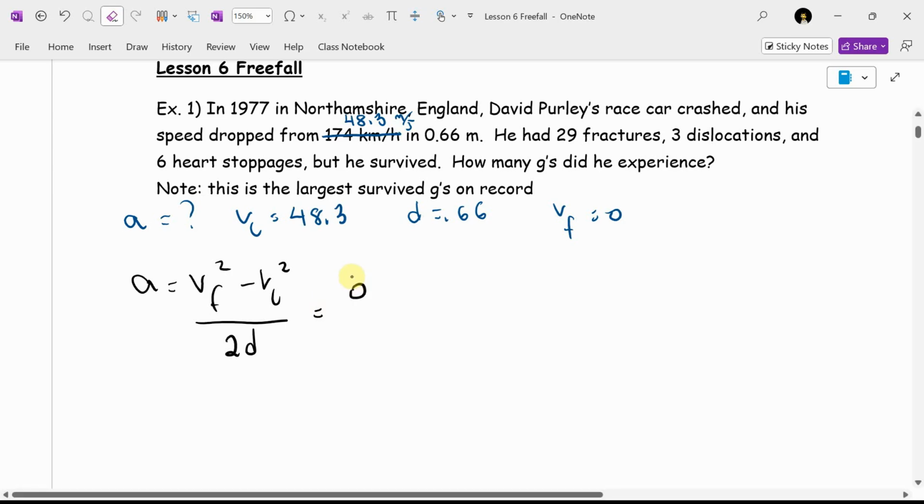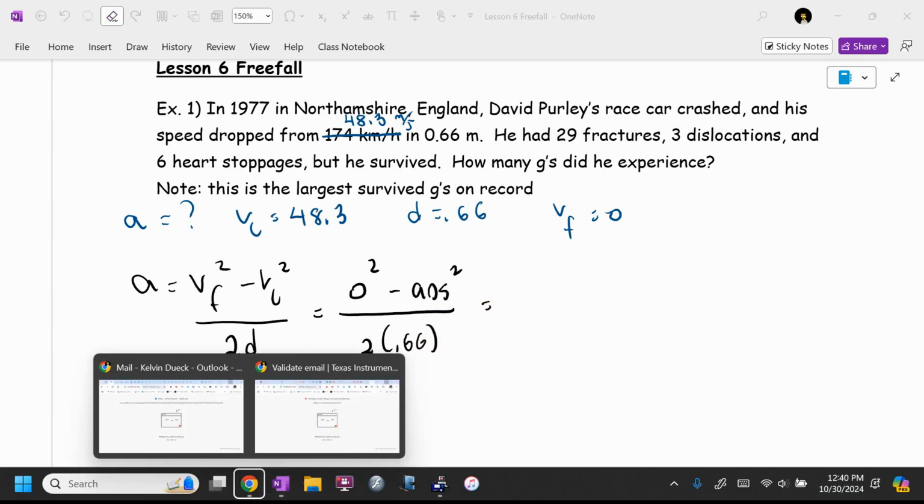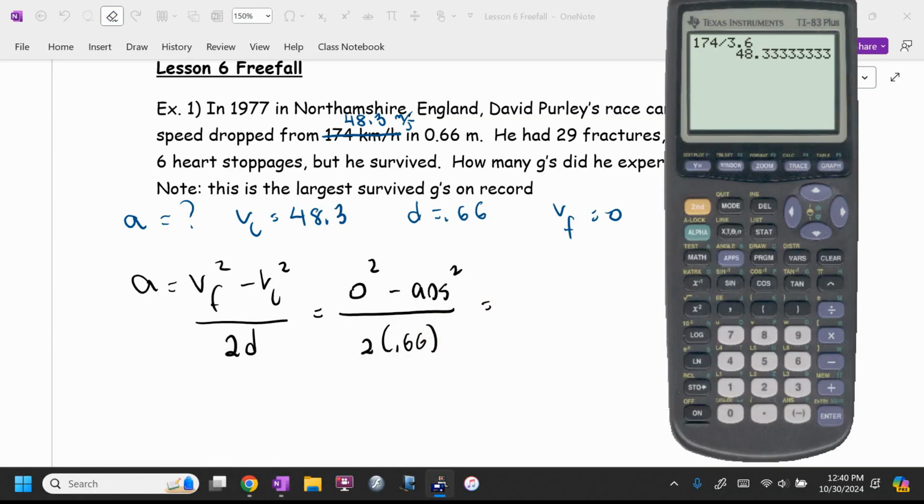It's going to be 0 squared minus, and I'm just going to use my answer button right there since it's sitting on my calculator. You can type 48.3, but why wouldn't I use the whole answer button? Divided by 2 times 0.66. I have to say to myself, is this a fraction? Yes, it is. Is there more than one thing on the top? I have to put brackets around the top. And I have to put brackets around the bottom.